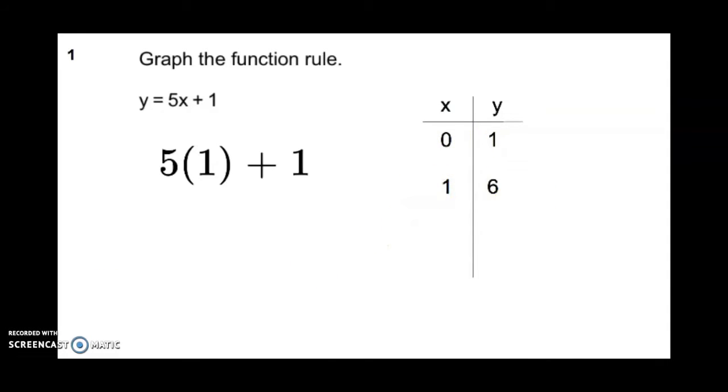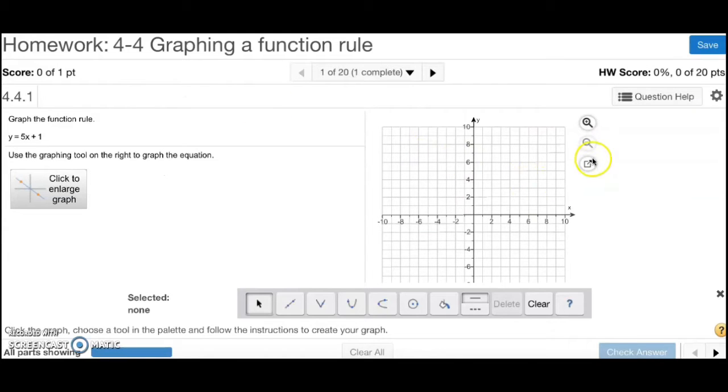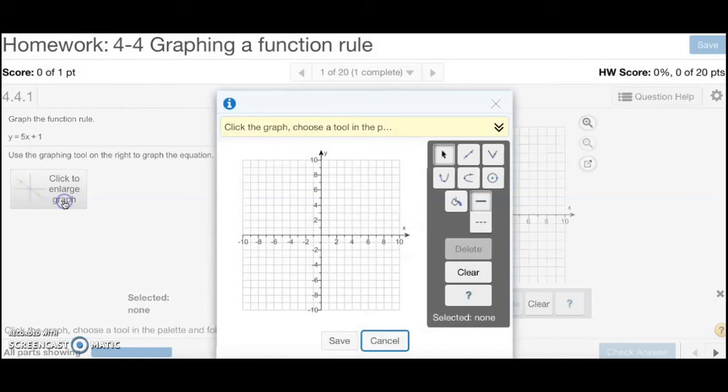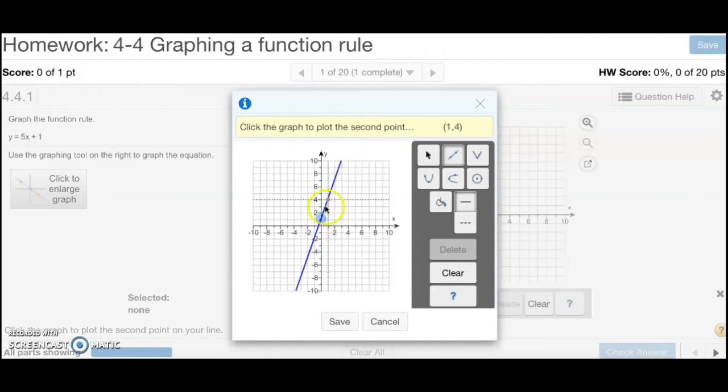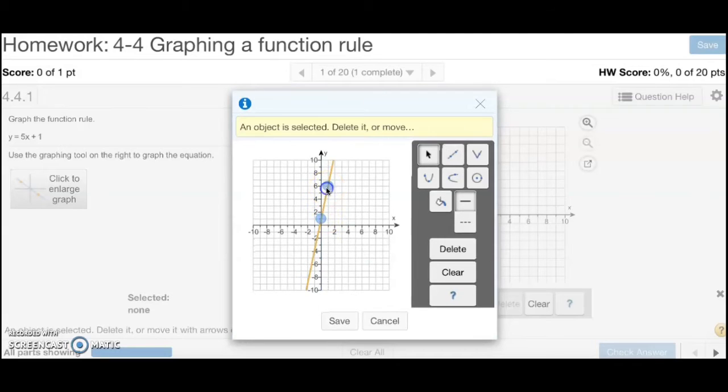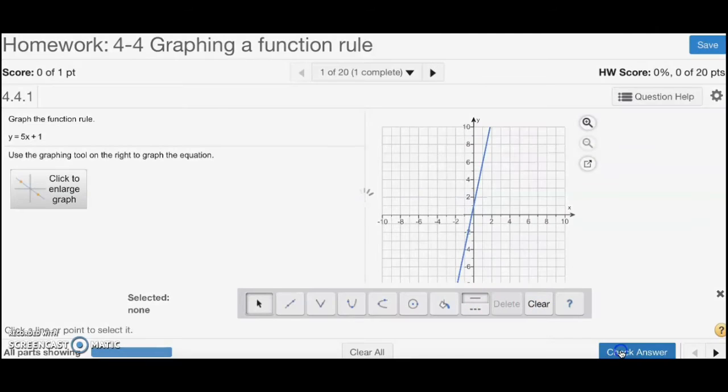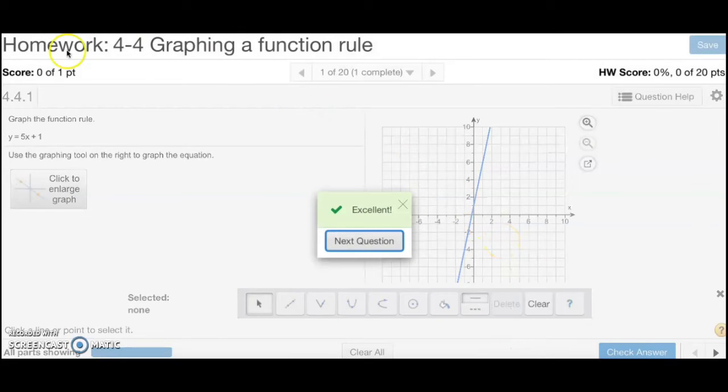So let's graph them. To graph it, I'm going to click this or this to make the graph larger. And now I'm going to graph my 2 points. It's a line, so I'm going to click the line. So I start by graphing at (0, 1). And then the next point is (1, 6). So start at 1 and go up to 6. Click it, and now this is our line. So we click Save, click Check Answer, and that's the answer for number 1.